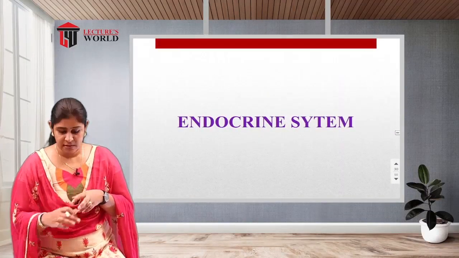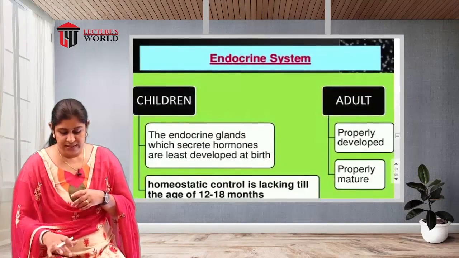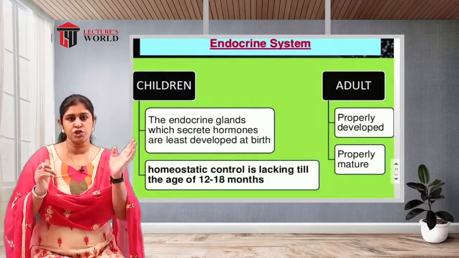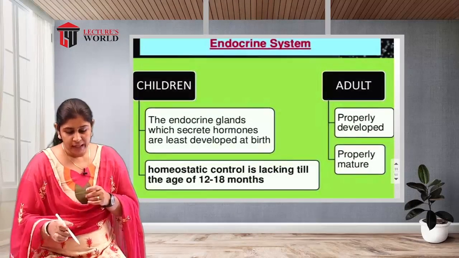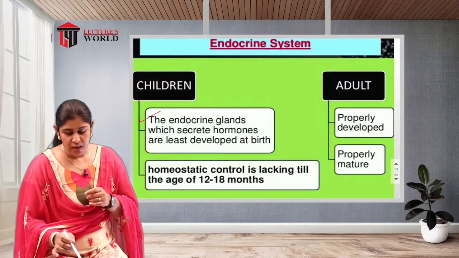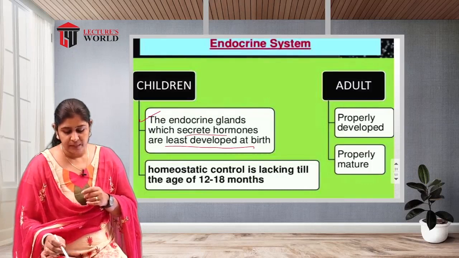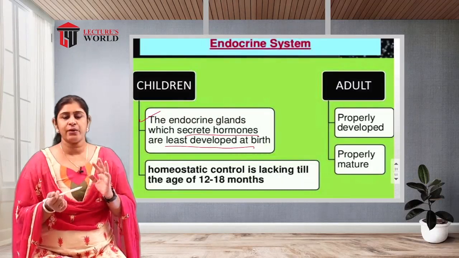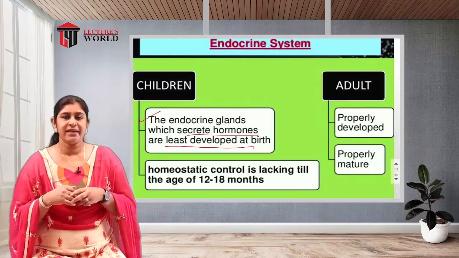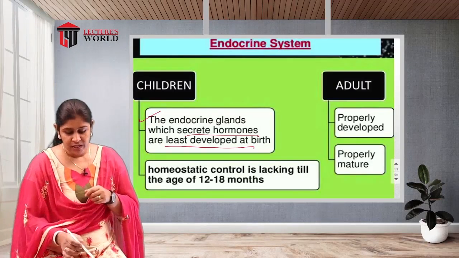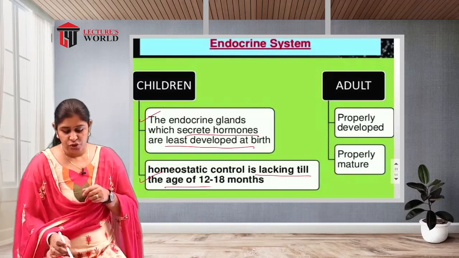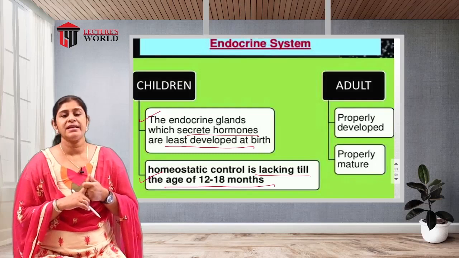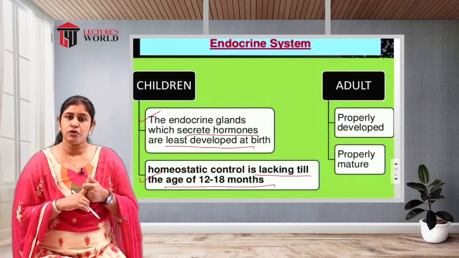Next comes the endocrine system. We can see in this picture the difference between children and adults. The endocrine glands, which secrete hormones, are least developed at birth, and homeostatic control is lacking till the age of 12 to 18 months.